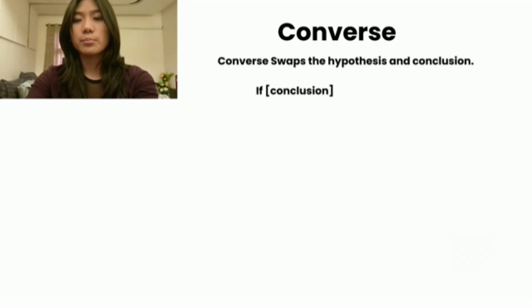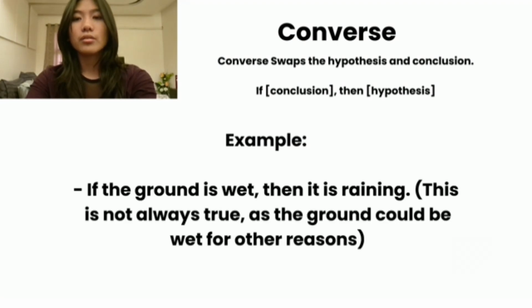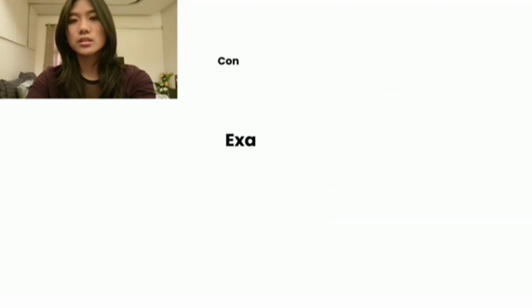Let's talk about converse. Converse swaps the hypothesis and conclusion. If conclusion, then hypothesis. Example, if the ground is wet, then it is raining. This is not always true, as the ground could be wet for other reasons.